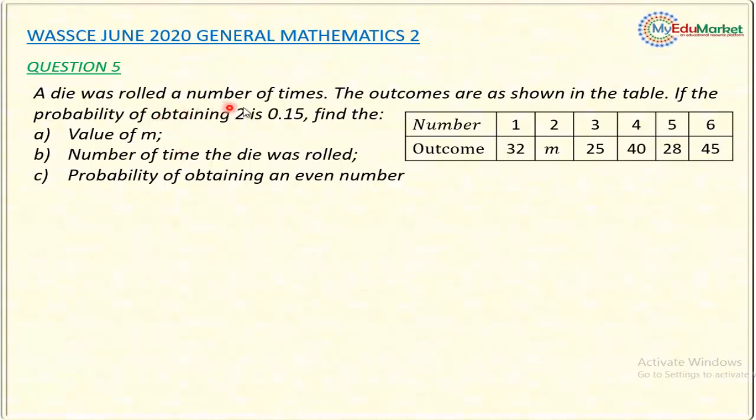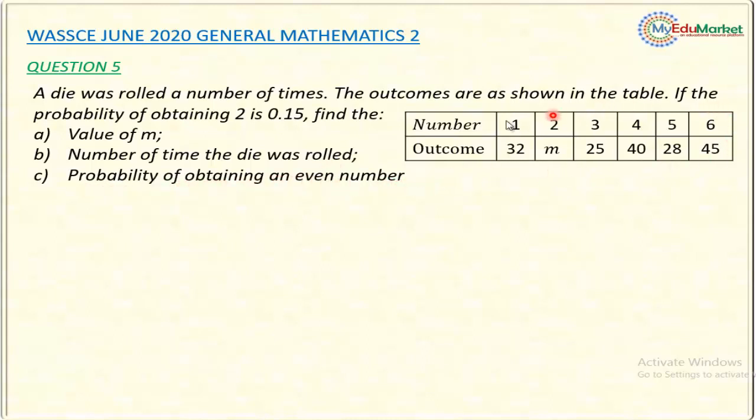A die was rolled a number of times. The outcomes are shown in the table. If the probability of obtaining 2 is 0.15, the question asks us to find A, the value of M, B, the number of times the die was rolled, and C, the probability of obtaining an even number.